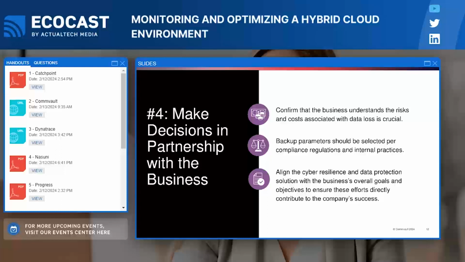Involving the business in decision-making processes around cyber resilience and data protection guarantees alignment with organizational policies and legal requirements. And finally, aligning the cyber resilience and data protection solution with the business's overall goals and objectives ensures these efforts directly contribute to the company's success. Prioritizing cyber resilience initiatives that support strategic objectives, such as improving customer experience or expanding into new markets, demonstrates the value of data as a strategic asset. By working with the broader business, you can ensure that your data protection strategy is effective and meets the organization's needs.